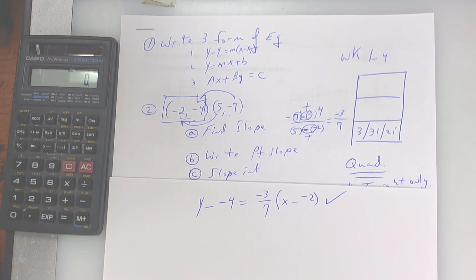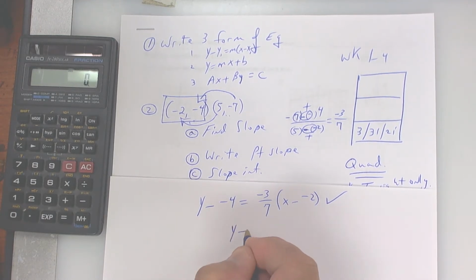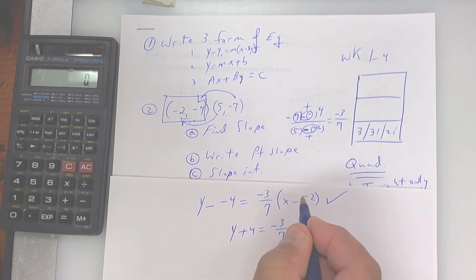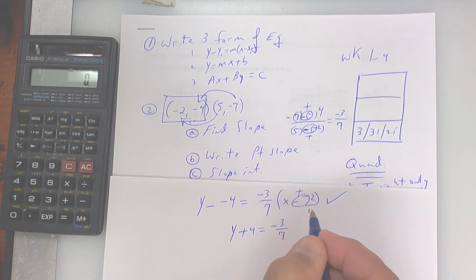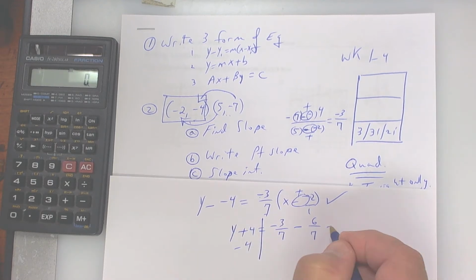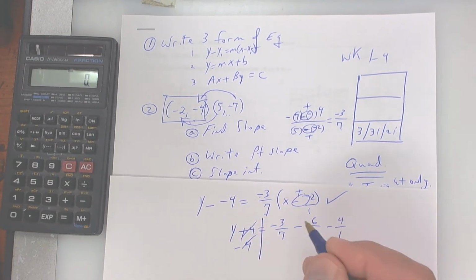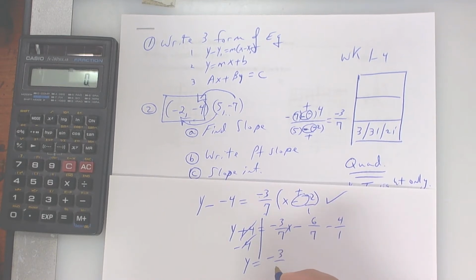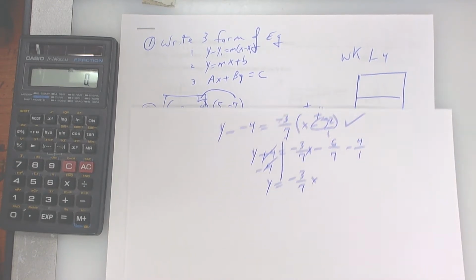To put it in slope-intercept form, you'd have to distribute. So it's going to be y plus 4 equals -3/7 times x plus 2. This is a plus. Put a 1 under here. Negative times positive is a negative. 3 times 2 is 6. 7 times 1 is 7. And then what you want to do is subtract 4/1. Left my x off. All right, so let me move this up.